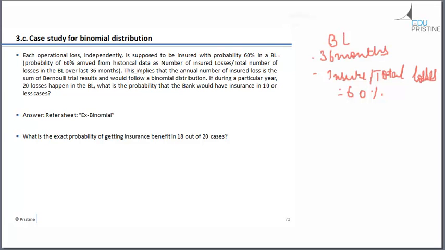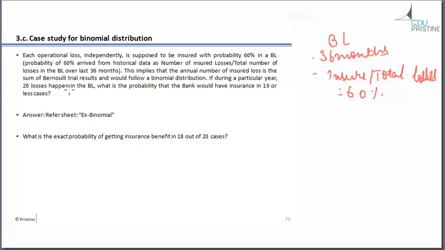So this further implies that the annual number of insured losses is the sum of Bernoulli trial results and would follow a binomial distribution. So we take individual losses, which are binomial trials, and we get to know whether each is insured or not. So altogether, it will form a binomial distribution.